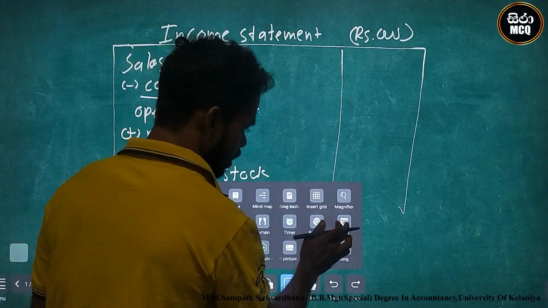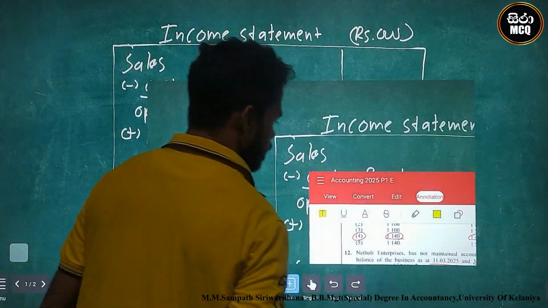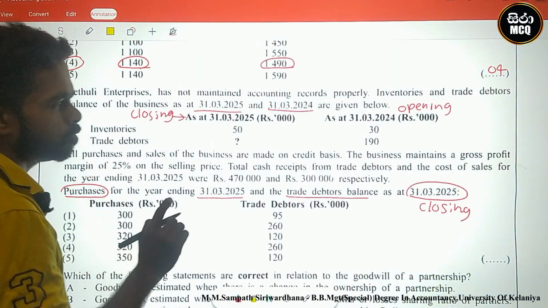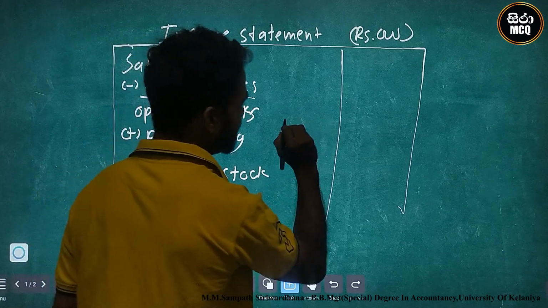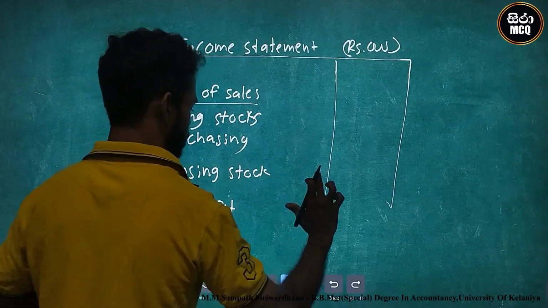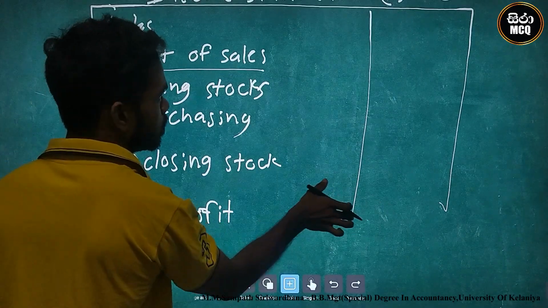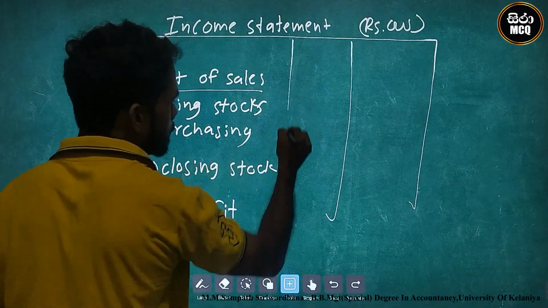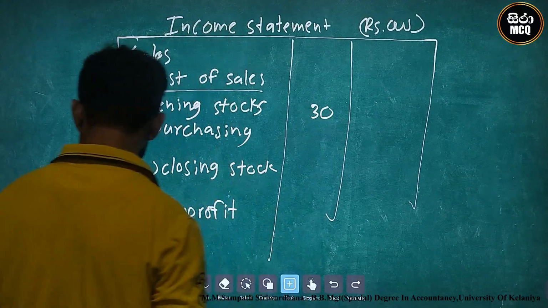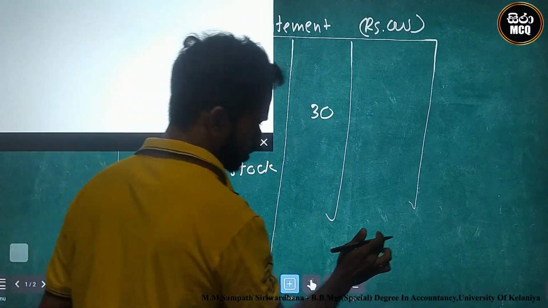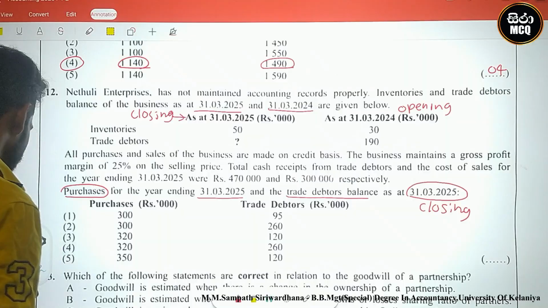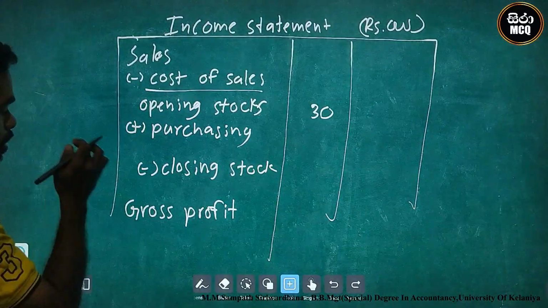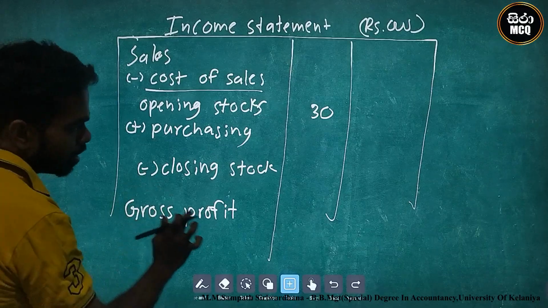Okay, I can enter inventories. Look here, inventories. What is the opening? Opening inventory is 30, opening stocks 30. And what is the closing stock? Look here, inventories closing balance 50. 50 should be deducted from cost of sales. Closing stock should be deducted, 50.